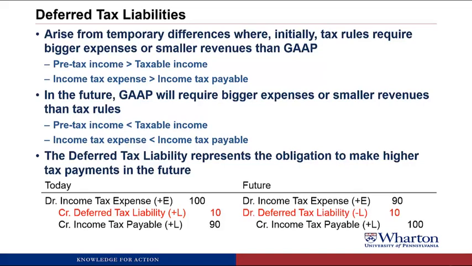So we've got debit income tax expense for, say, 90, credit income tax payable for 100. Now the expense is less than the payable, and so we're going to debit deferred tax liability for 10, which reverses out this temporary difference and basically represents the fact that we've now paid this higher tax obligation that we knew we were going to have in the future.